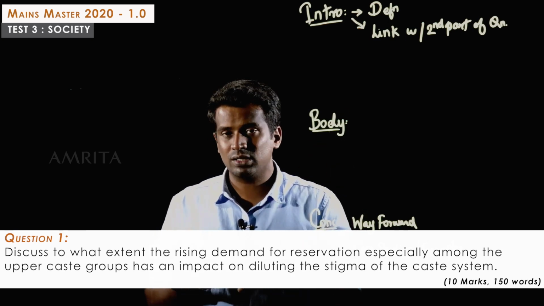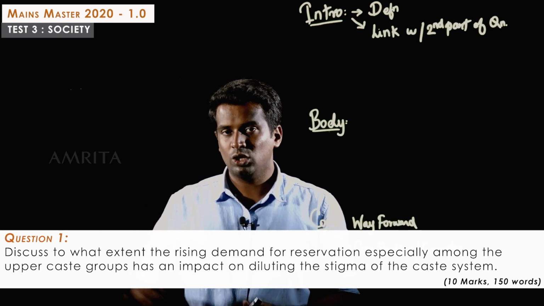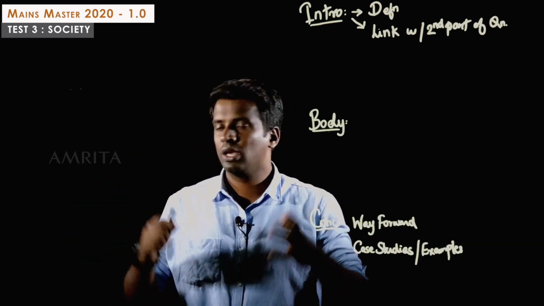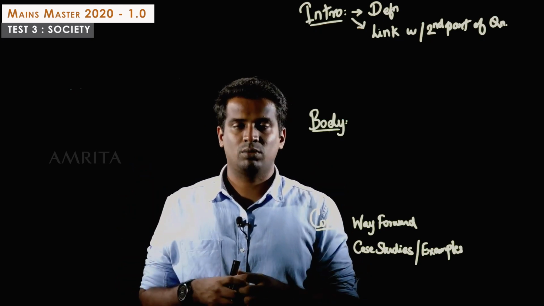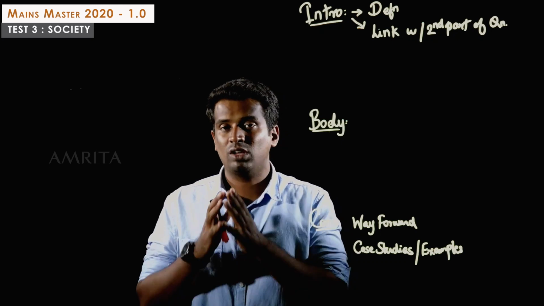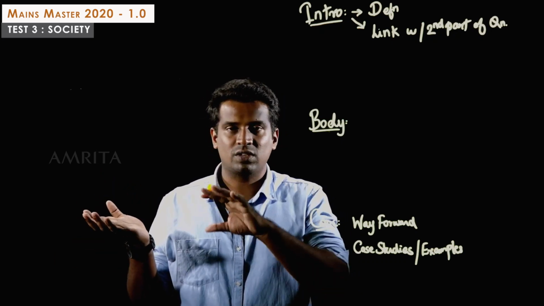So now you say why there is a demand for reservation among the upper caste groups, and once that has been said, you come to the main body of the question, that is, discuss to what extent the rising demand has impact on diluting the caste system. Rising demand for reservation has an impact on diluting the caste system. Now you have to give an analysis how the demand for reservation has affected the caste system.